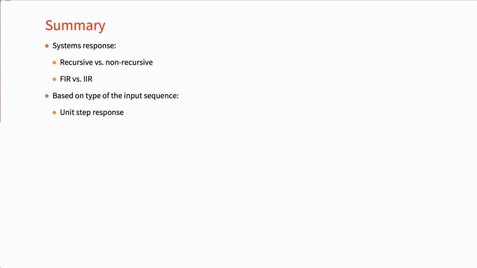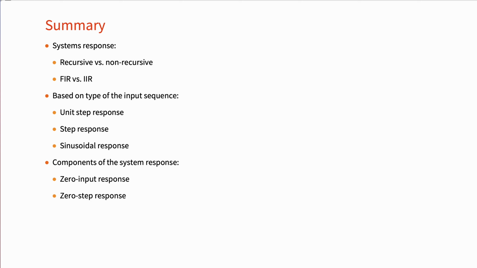In this lesson, we defined the system response, reviewed recursive versus non-recursive difference equations modeling the system, and defined finite impulse responses and infinite impulse responses. We then looked at different types of system responses based on the type of the input sequence, starting with the unit sample response and then the unit step response and sinusoidal response. We finally looked at two components of the total response, the zero input response and the zero state response.